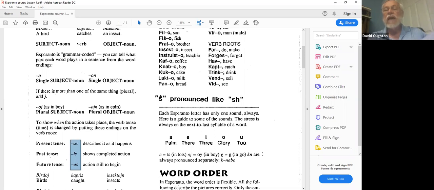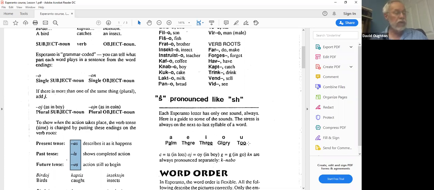So, Simon, could you do far again, do or make? What if you say, I do, right now in the present? Far as. Good. And then what if you did something in the past? Far is. Good. And then what about in the future? You will do something. Far os. Good. Okay, so you've got the main point. Once you learn the basic roots, then it's just a matter of the endings. And that's what makes Esperanto so simple.